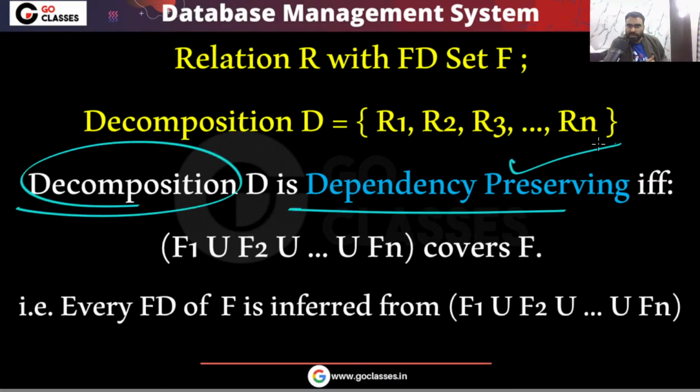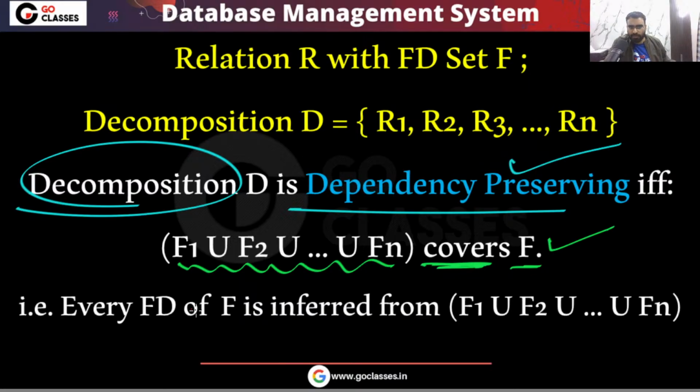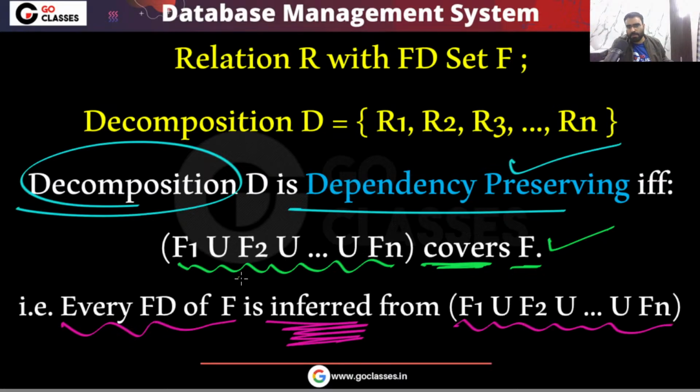This decomposition is dependency preserving if and only if F1 union F2 union Fn, the union of functional dependencies of all the subrelations, covers F. If this happens, then we will say that the decomposition is dependency preserving. It means every FD of F is inferred from F1 union F2 union Fn. This is the meaning of this statement, that F1 union Fn covers F. It simply means that every FD of F is inferred from this.